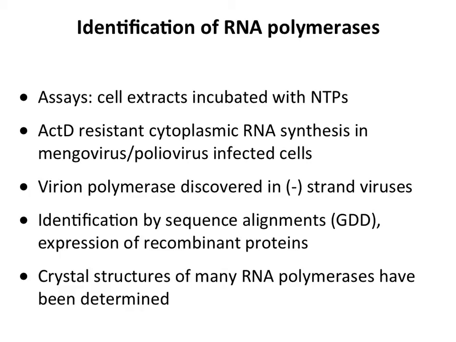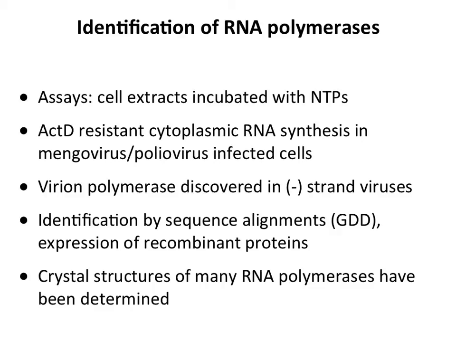Now, actinomycin D is a drug that prevents RNA synthesis from DNA templates. So people thought maybe this RNA synthesis that we see in virus-infected cells is a reflection of the RNA being converted to DNA and then back to RNA. This is actually what people were thinking back then. But the fact that this RNA synthesis that I've just shown you was actinomycin D resistant showed that it was not cellular and it was virus specific.